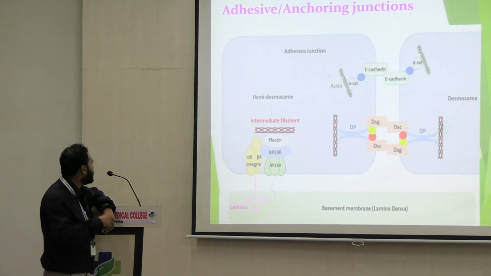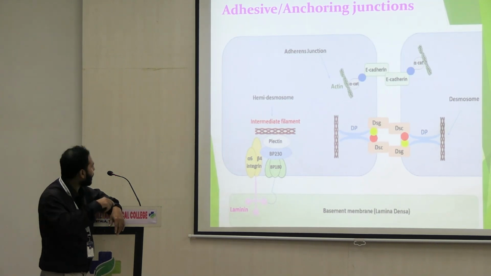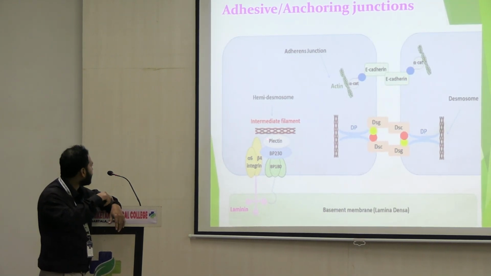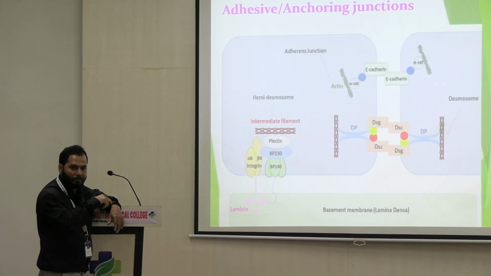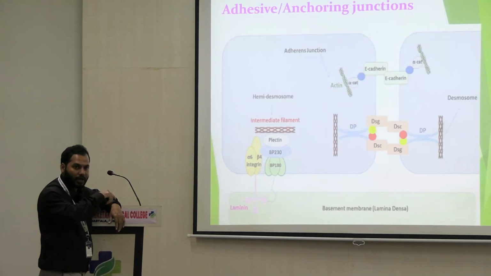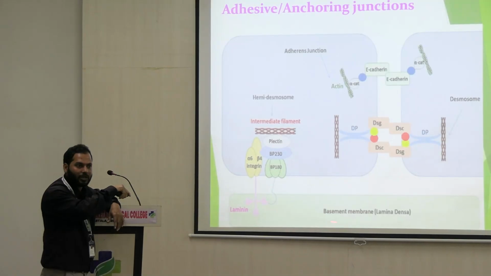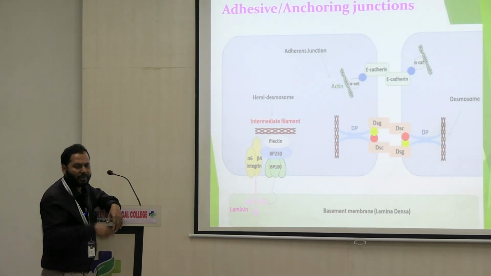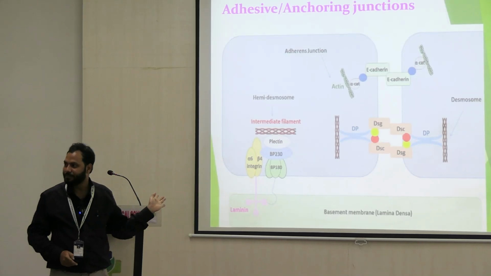Other than this, you can also see the nature of hemidesmosome. In this case, you can see the intermediate filaments, and the most important adapter protein is plectin, and this is the transmembrane protein, mainly the integrin protein. And that integrin protein is attached to the proteins present on the extracellular surface. Here, it is either laminin or fibronectin. I hope this part is clear.